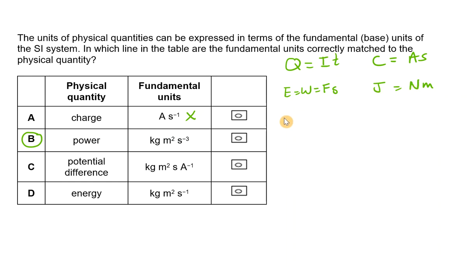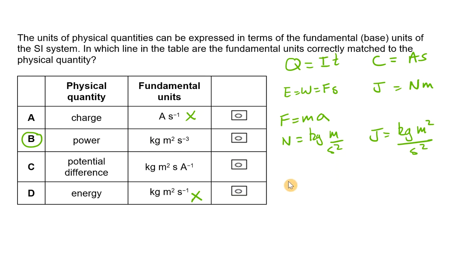We know newtons are units of force, and force is mass times acceleration, and that means a newton is equal to a kilogram meter per second squared. And if I substitute these letters for newtons here, I discover that a joule is equal to a kilogram meter squared per second squared, which is not what we've got here. We've got kilogram meter squared per second, not per second squared, so that's incorrect.